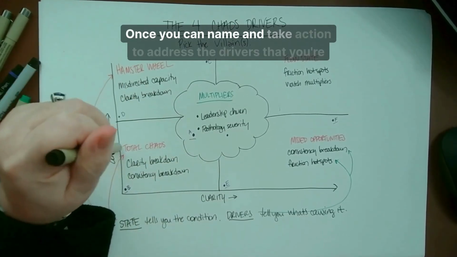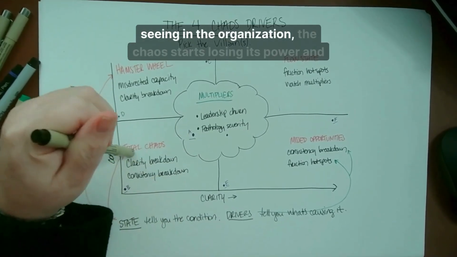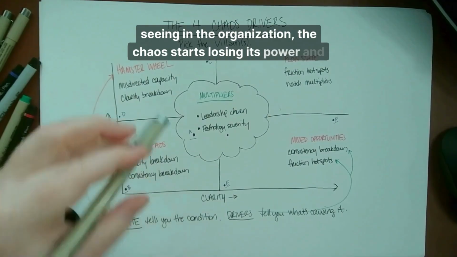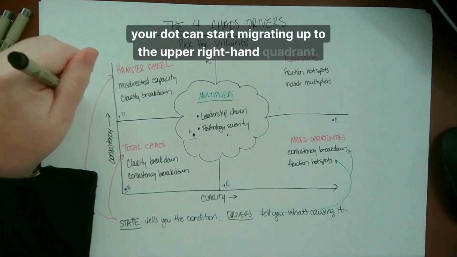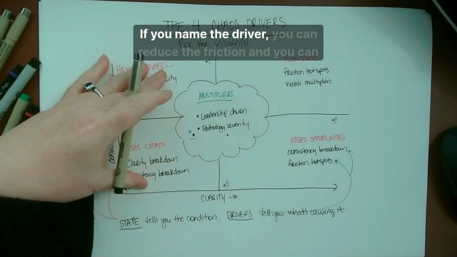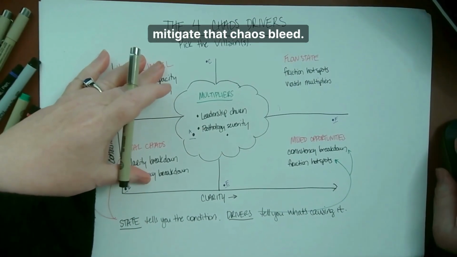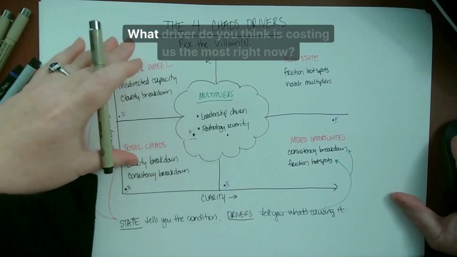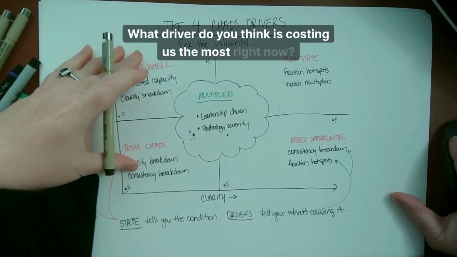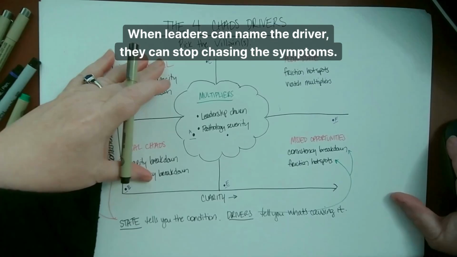Once you can name and take action to address the drivers that you're seeing in the organization, the chaos starts losing its power and your dot can start migrating up to the upper right-hand quadrant. If you name the driver, you can reduce the friction and you can mitigate that chaos bleed. Share this video with your leadership team and ask them one question. What driver do you think is costing us the most right now? When leaders can name the driver, they can stop chasing the symptoms.